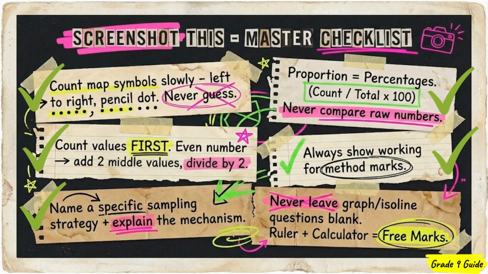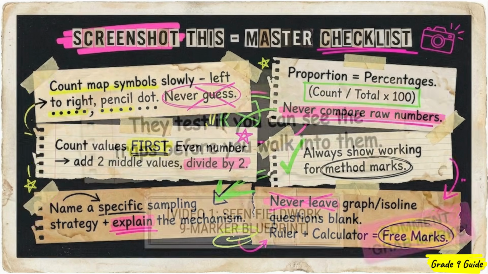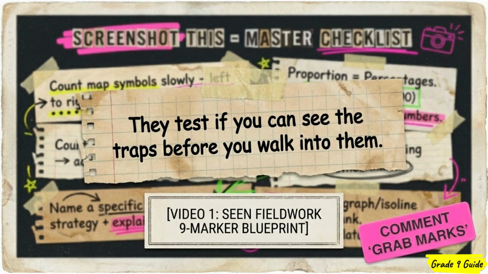Bring a physical ruler and a calculator to paper 3. Non-negotiable. The unfamiliar section is not testing what you know. It is testing whether you can see the traps before you walk into them. Now you can see all 5.